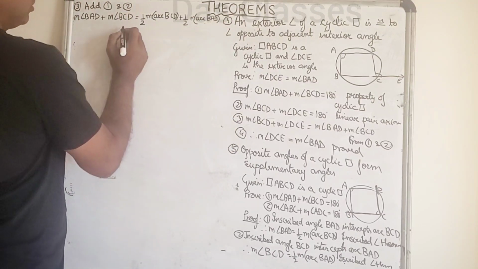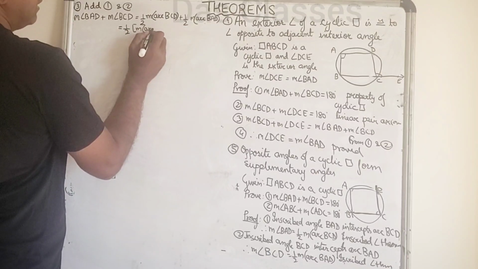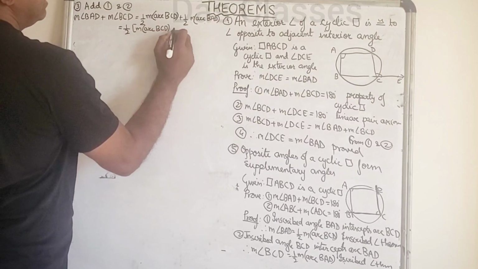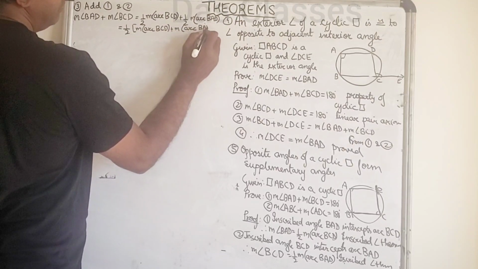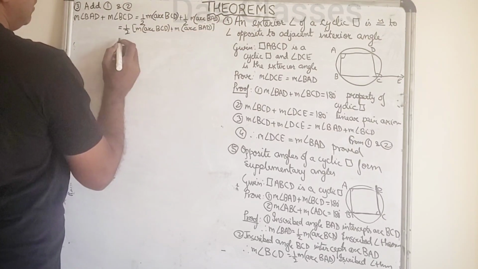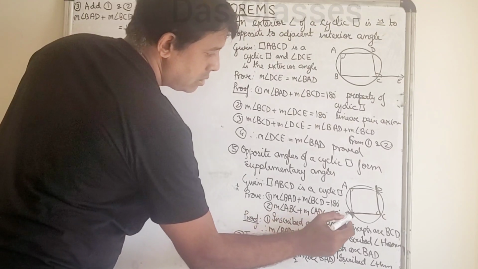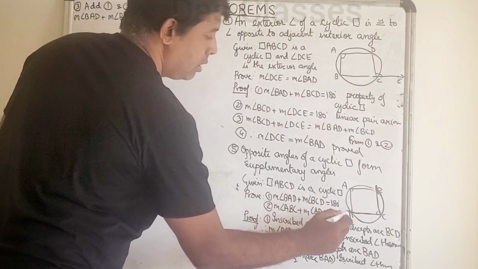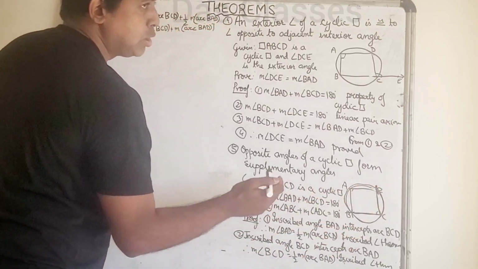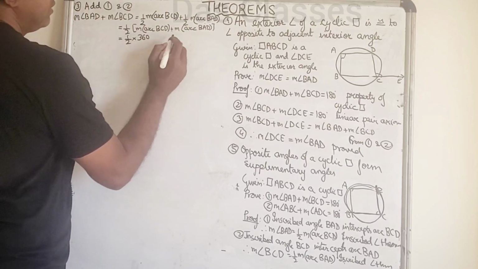Now half is common, so we can take that out common. Measure arc BCD plus measure arc BAD. This is the most important theorem. They always ask this theorem in the exam. Half into, now you check it out, BCD means this much arc and BAD means this arc, means it becomes a total circle. Now the total circle measure is 360 degrees.